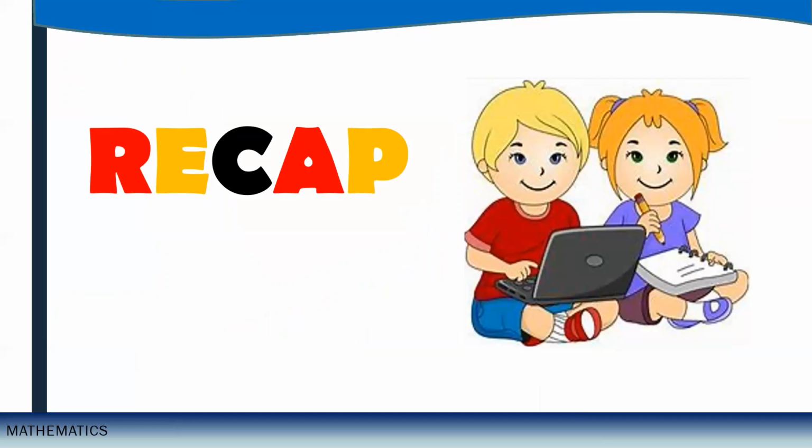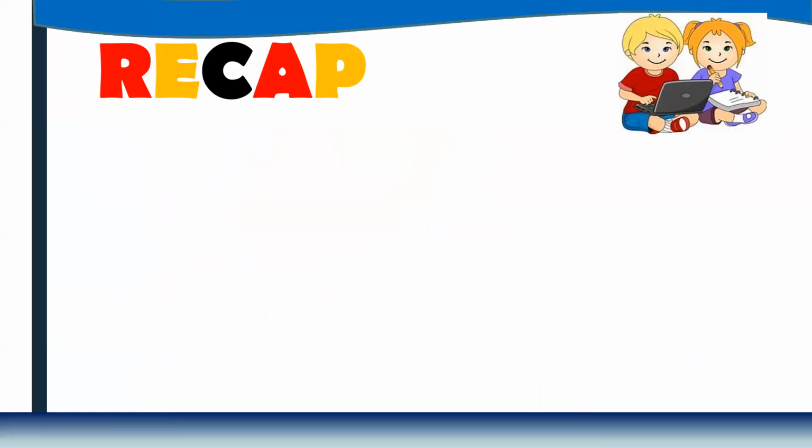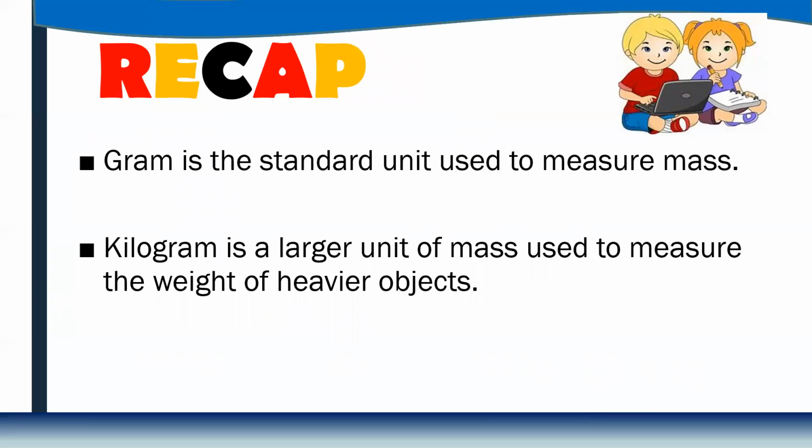Now, after all that exciting lesson on measuring and comparing objects using grams and kilograms, let's do a quick recap to remind us of some important points in today's lesson. In today's lesson, we measured and compared the weights of objects using 2 units. The first unit is gram. Gram is the standard unit used to measure mass. And the second unit is kilogram. Kilogram is a larger unit of mass used to measure the weight of heavier objects.